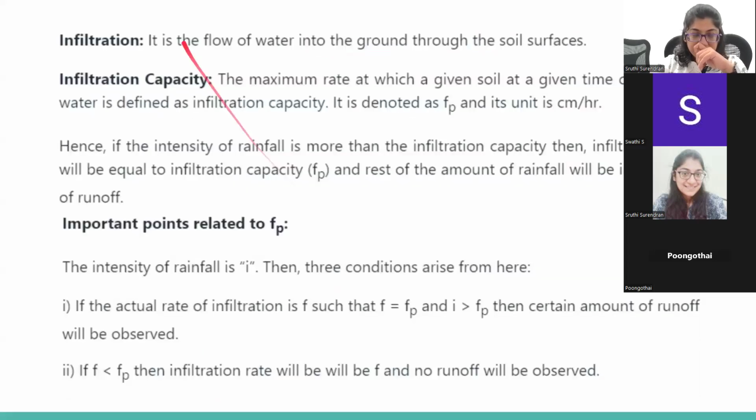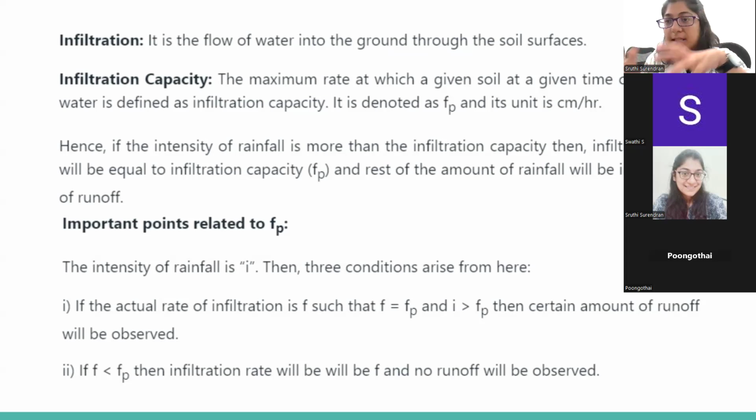Let's check the answer. So, what is infiltration? Infiltration is basically the flow of the water into the ground from the ground surface. Infiltration capacity is the maximum rate with which the water can flow inside the soil. Now, say suppose its infiltration capacity is 10 centimeter per hour. Now, rain is falling at the rate of 20 centimeter per hour, then all of that water is not going to go into the soil because the infiltration capacity of the soil is only 10 centimeter per hour.